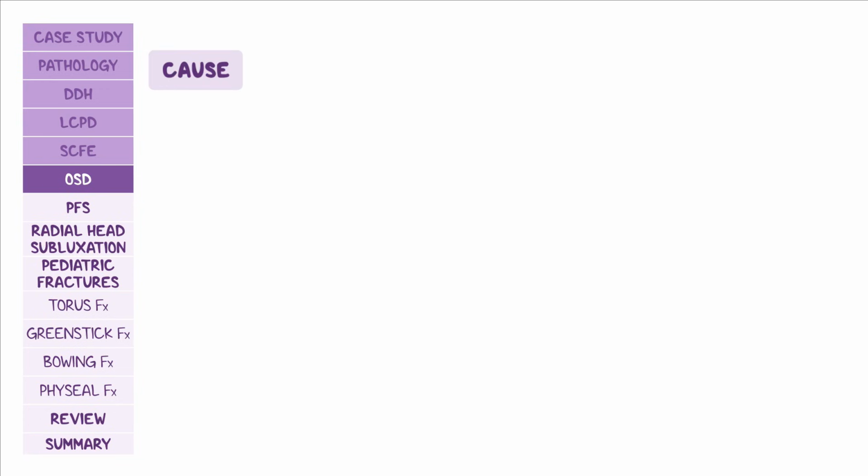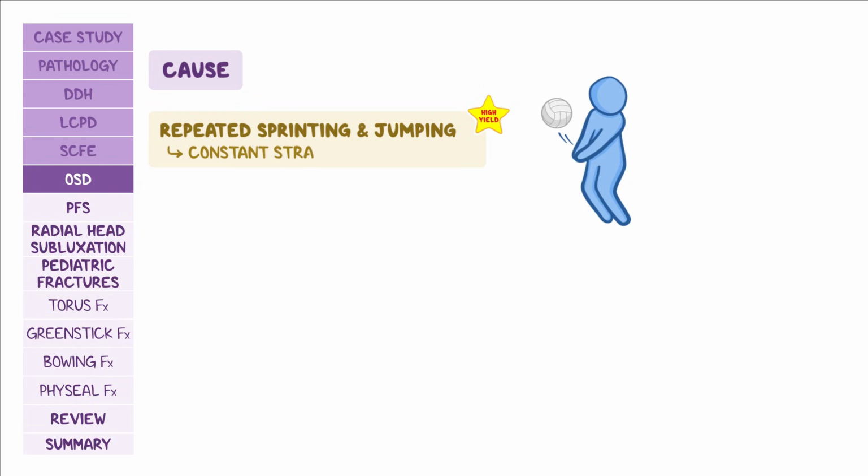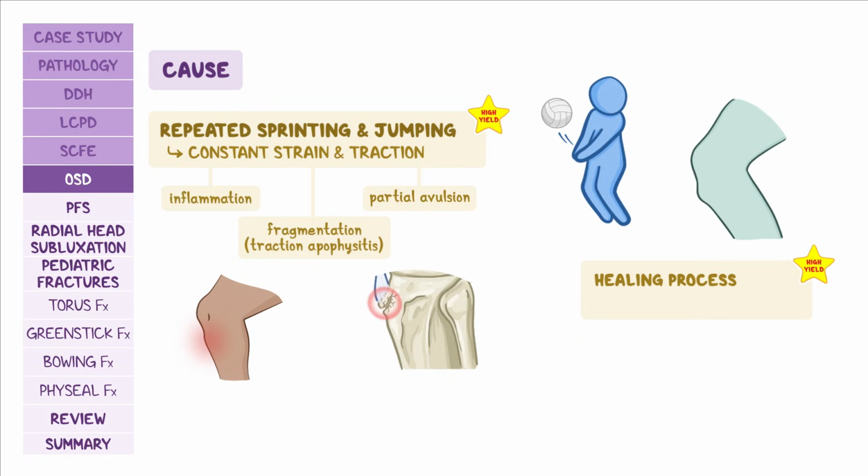The cause of Osgood-Schlatter disease is not exactly understood, but it's thought that intense physical activity that involves repeated sprinting and jumping, like when playing basketball and volleyball, can expose the tibial tubercle to constant strain and traction. This results in inflammation, partial avulsion or tearing, and fragmentation of the tibial tubercle, which is called traction epiphysitis. When this happens over a long period of time, the chronic inflammation is followed by a healing process, which occurs by laying down new bone at the tibial tubercle, causing it to be more prominent.